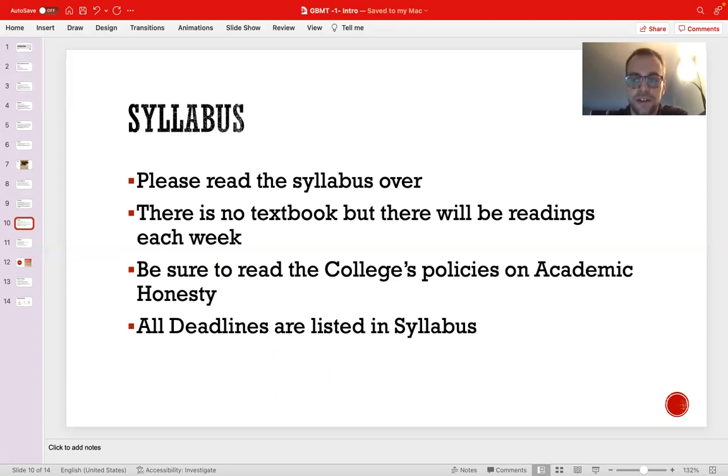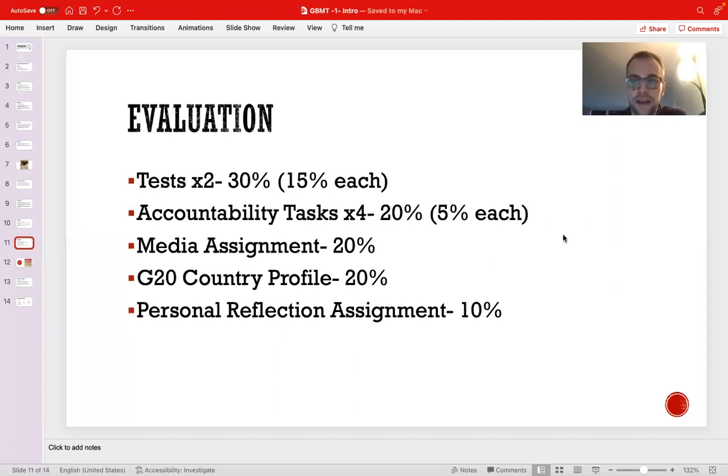As I said, there's no textbook, and all the readings and videos that are necessary for the course will be available on Blackboard. So you shouldn't have any issue citing the materials related to the course, because they will all be up there for you. There are two tests, test 1 and test 2.